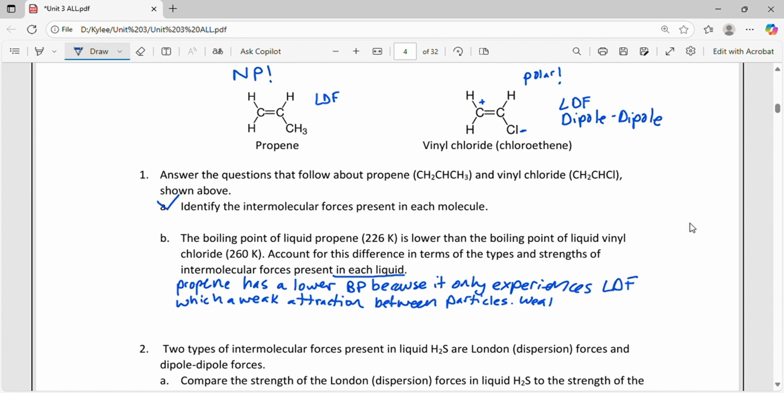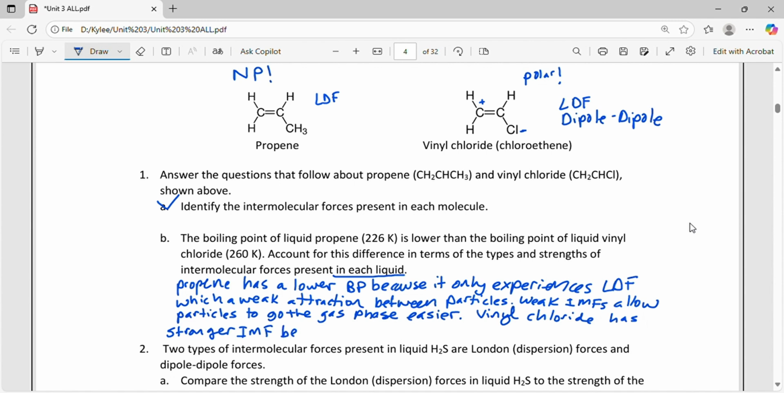And you could say something along the lines of weak IMFs allow particles to go to the gas phase easier. Remember, we have to talk about both though. So I would say vinyl chloride has stronger IMFs because it is a polar molecule. This requires more energy to boil.